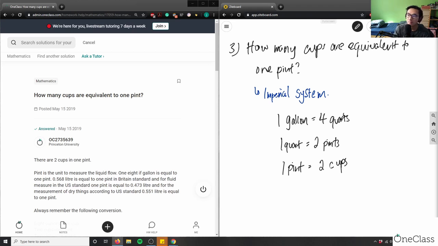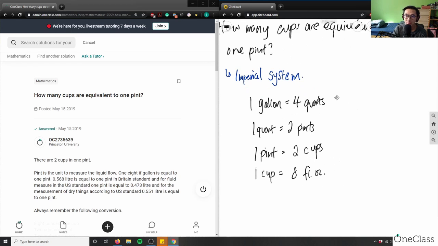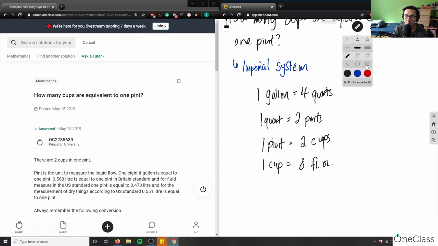And that's basically all you need to do. You could do 1 cup equals 8 fluid ounces. So this is our conversion chart here. It's asking how many cups are equivalent to 1 pint, so 1 pint would have to be 2 cups. By definition, this is our answer: 1 pint equals 2 cups.